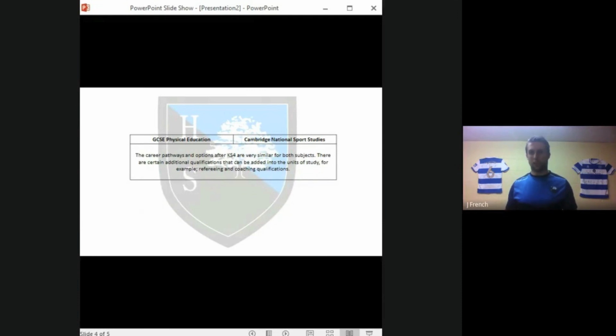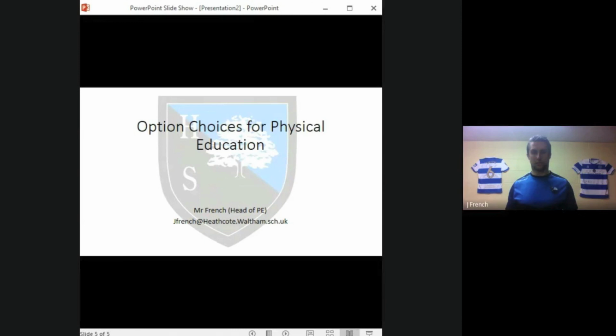The pathways and career options you'll notice are both similar for the 2 courses. There are also opportunities within the 2 years of study where we can put you on refereeing qualifications or coaching qualifications, so your level 1s in different sporting activities, to further give yourself chances before you go into your preferred career.